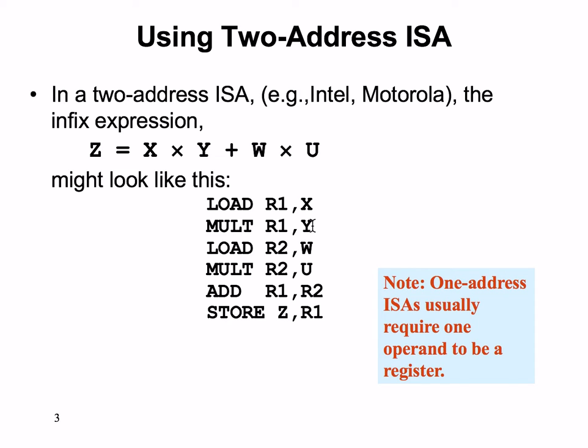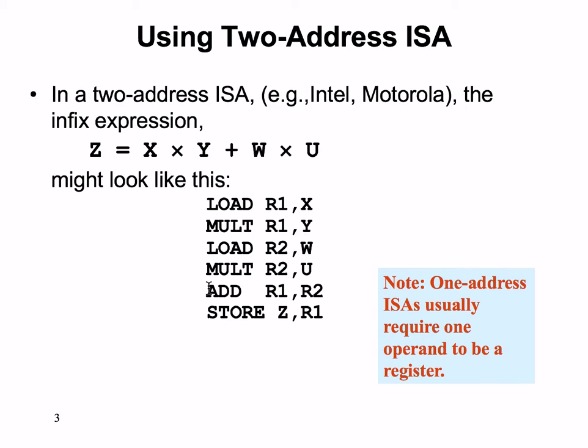This says we perform the multiplication of the register r1 with y, and then the result is stored back into r1. The next instruction is load r2 w, so the value of variable w is loaded into the register r2, and then multiply r2 u. This means we multiply the value of u with the value in the register r2, and the result is stored back into the register r2.